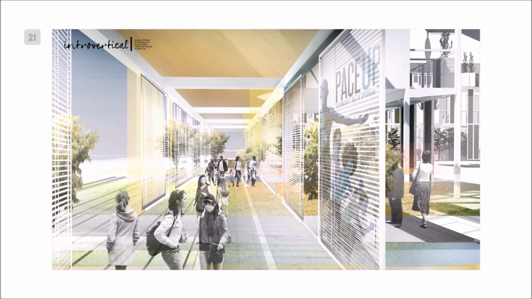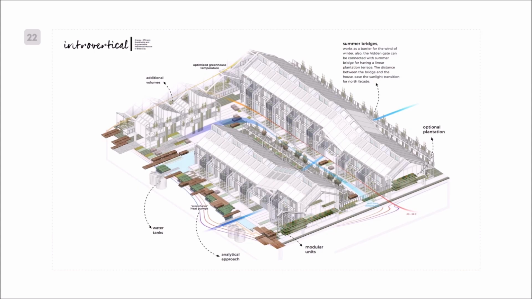22. This isometric diagram is a diagram where we can see the technical flow in the context of sustainability relations and show the infrastructure and superstructure together. Water tanks, modular units, wind and pedestrian tracks, summer bridges, seasonal vegetation.